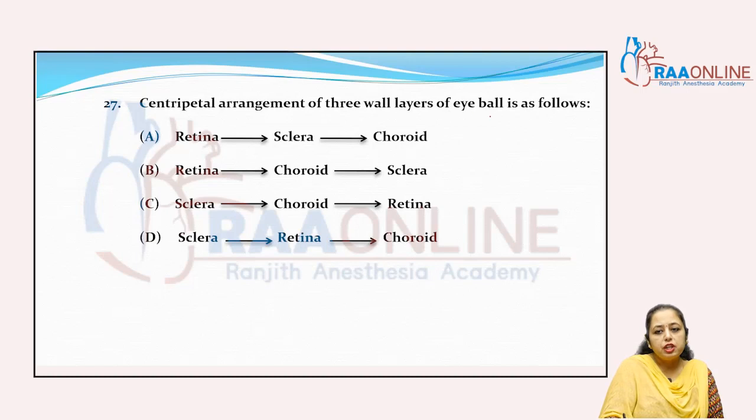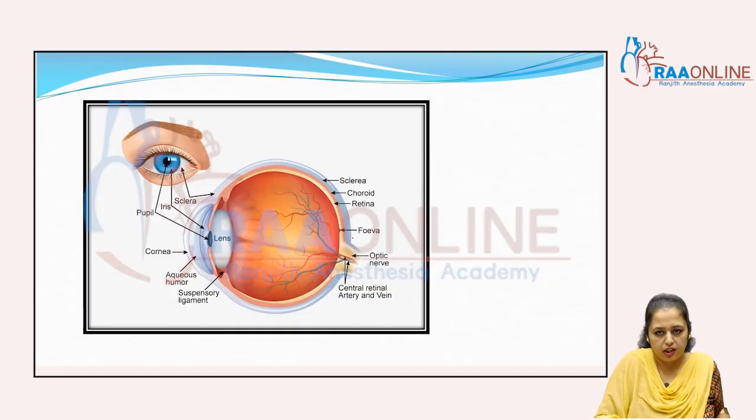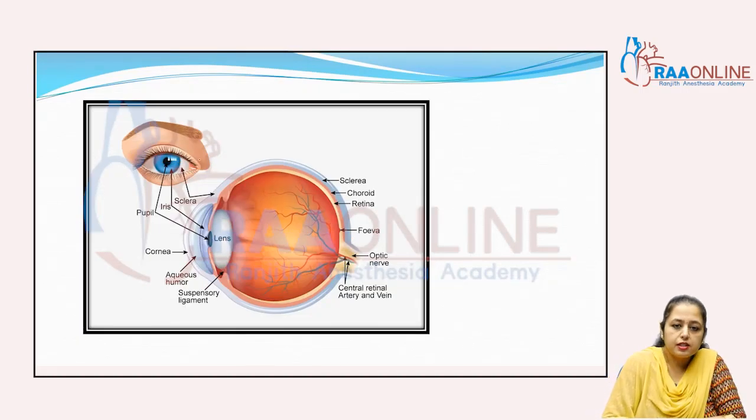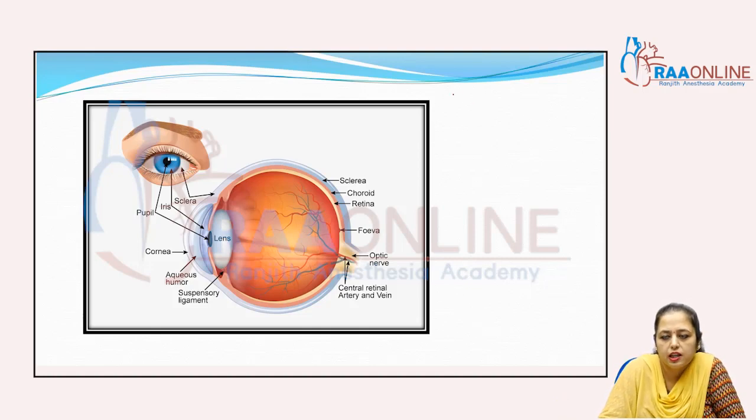Centripetal arrangement of the three wall layers of the eyeball is, right? Centripetal, that is sclera, choroid and the cornea. To know about this arrangement, we have to know about the structure of the human eye, right? See here, this is the structure of the human eye, and the human eye is made up of three concentric layers.